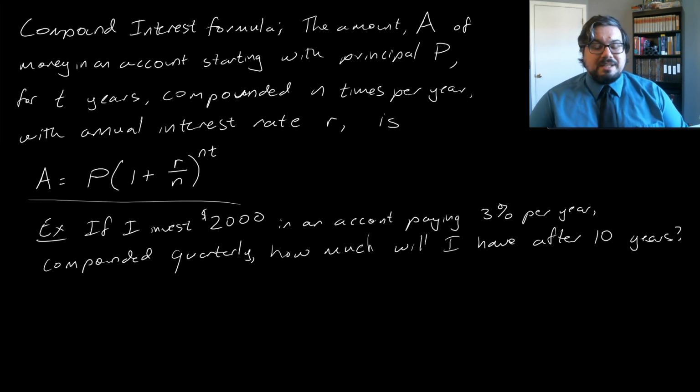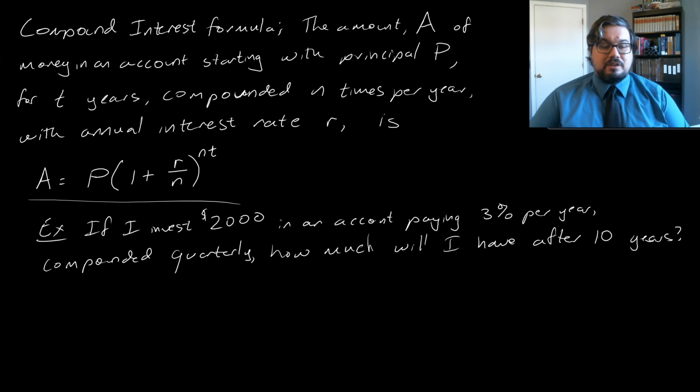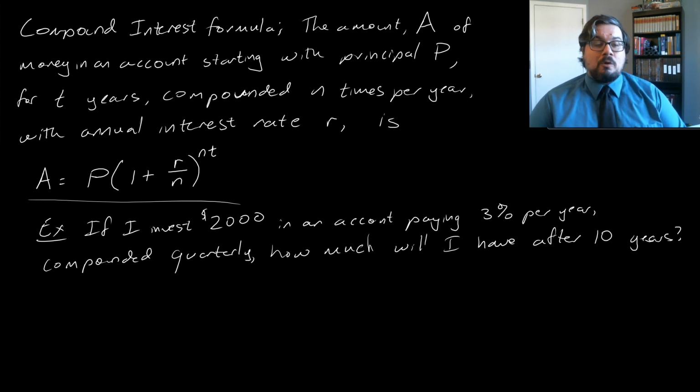So for this, we need to identify what all the various pieces of the formula are. We're being asked to find how much you'll have after 10 years. So we're trying to find A. That means we need to identify P, R, N, and T. You'll always need to identify 4 of the quantities in this formula in order to determine the 5th one.